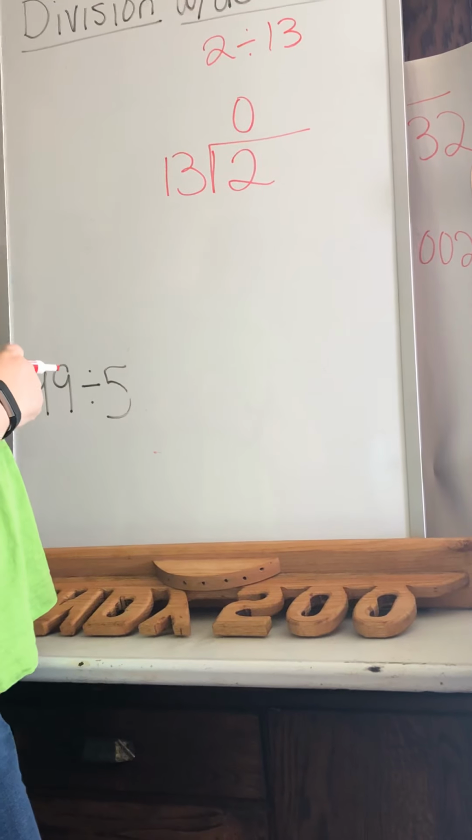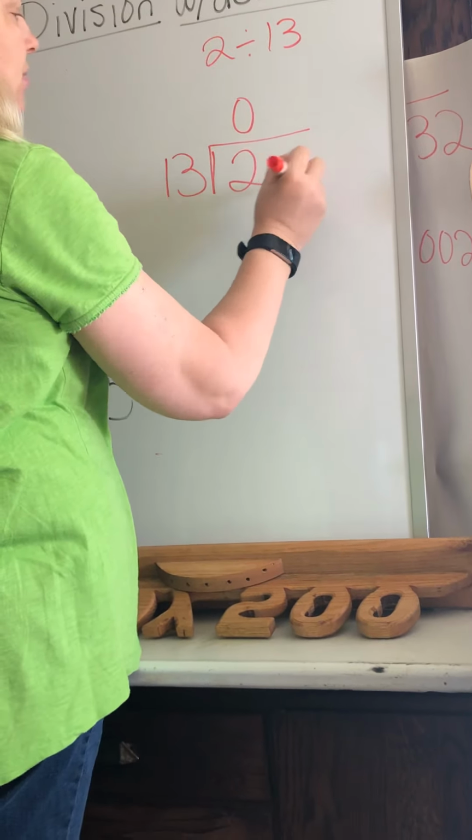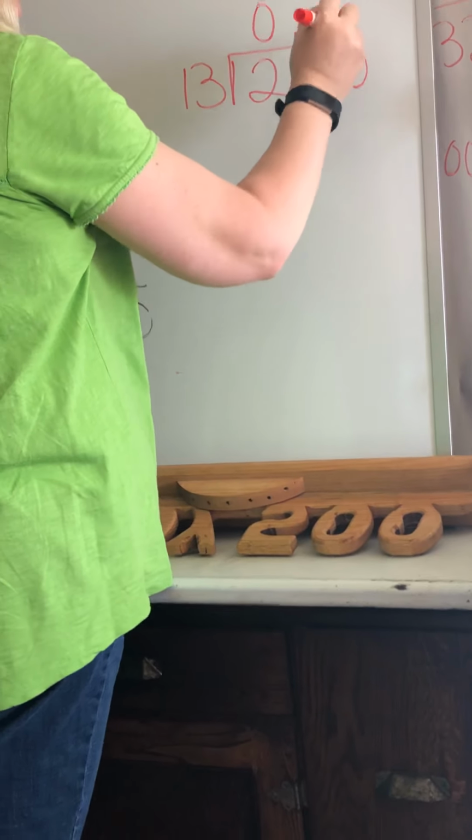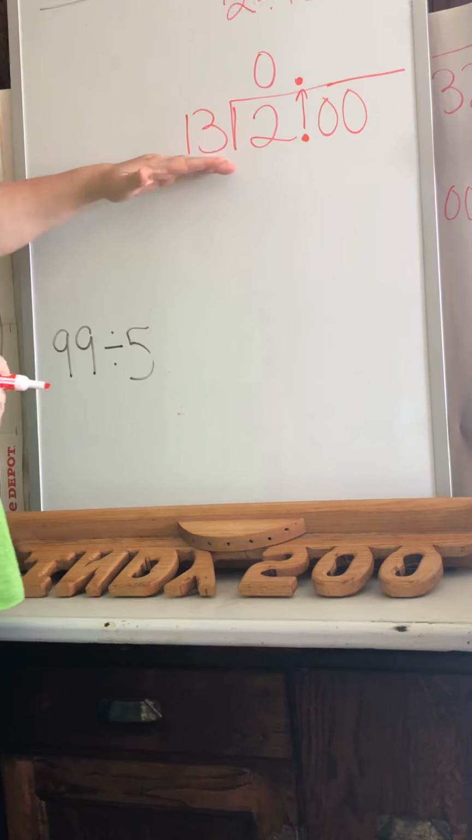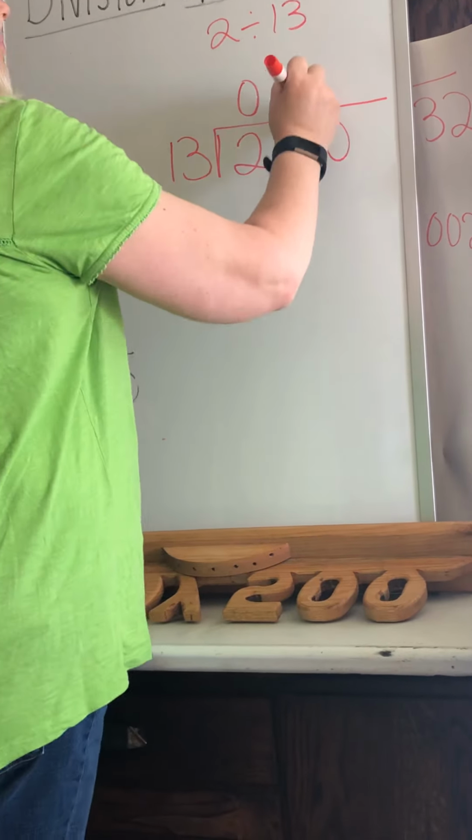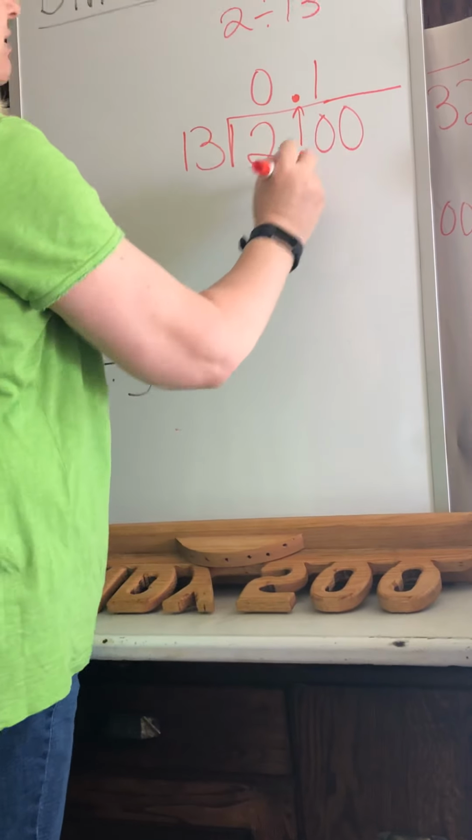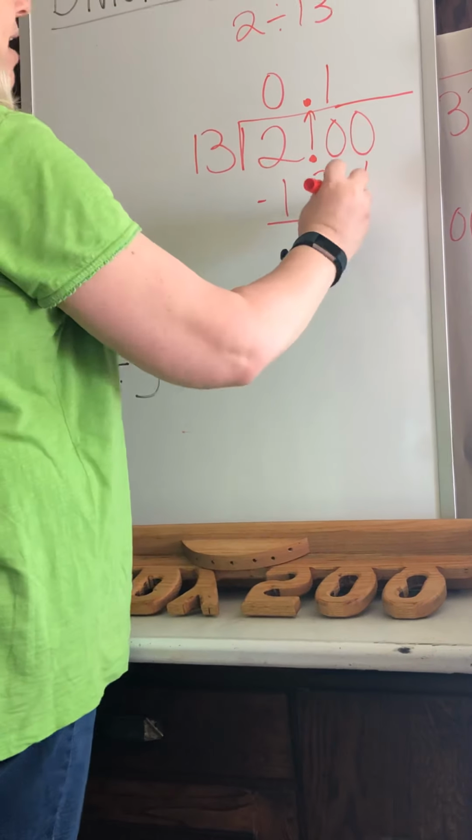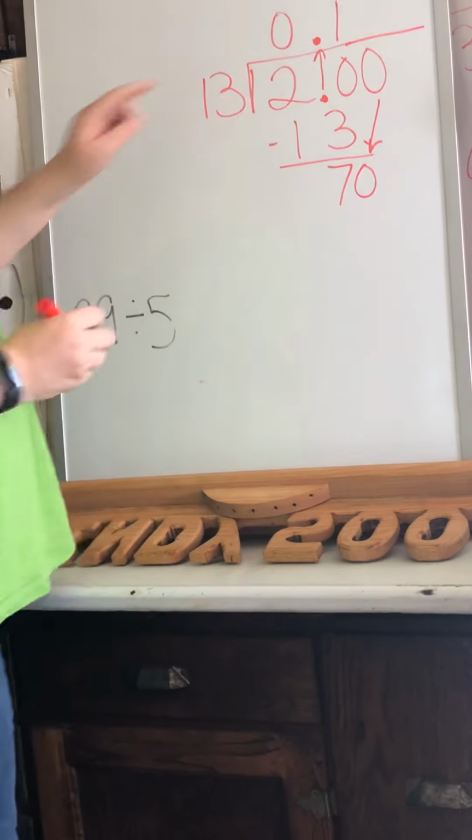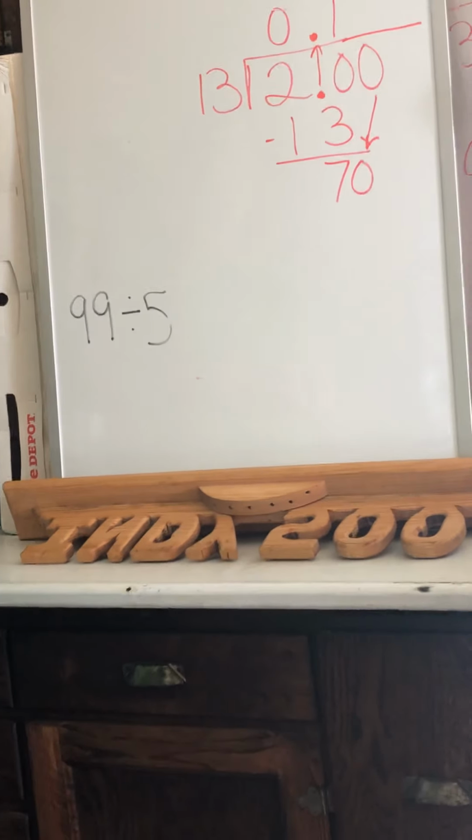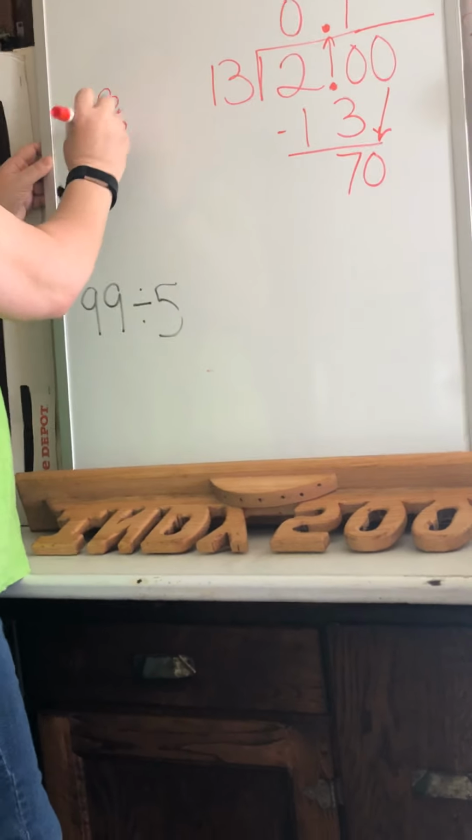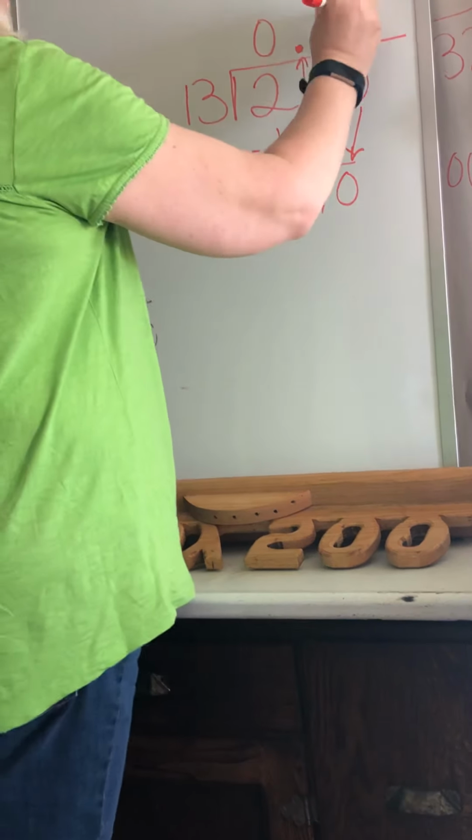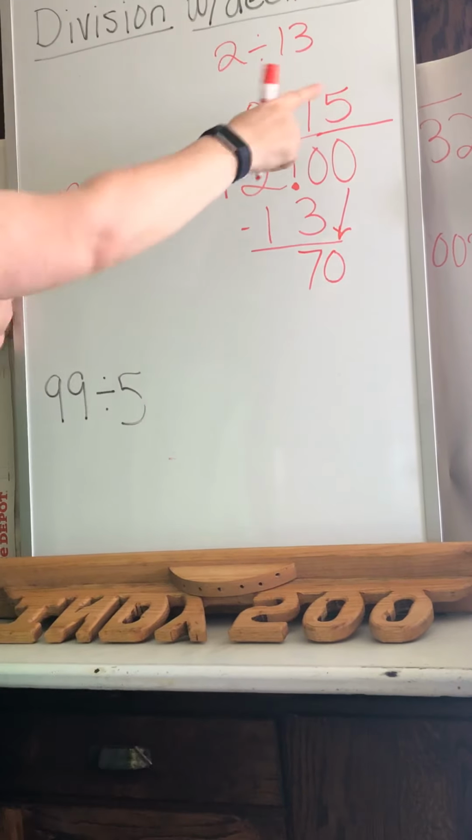Okay, so what I can do is go ahead and add a decimal. I'm going to add a couple zeros. Bring that decimal straight up, and now I can start. 13 goes into 20 1 time. 13 times 1 is 13. 20 minus 13 is 7. Bring down that 0. 13 goes into 70 how many times? Well, I think it's 5. Yes, it's 5. It goes in there. 13 times 5 is 65.